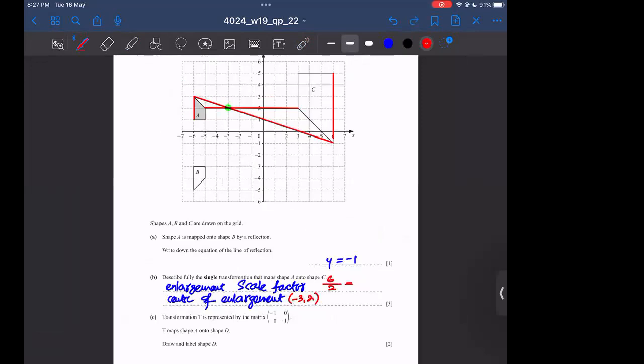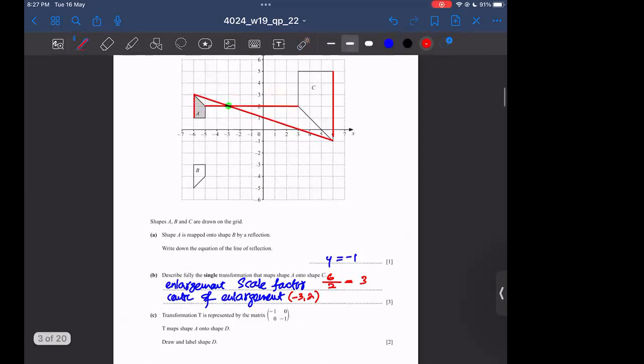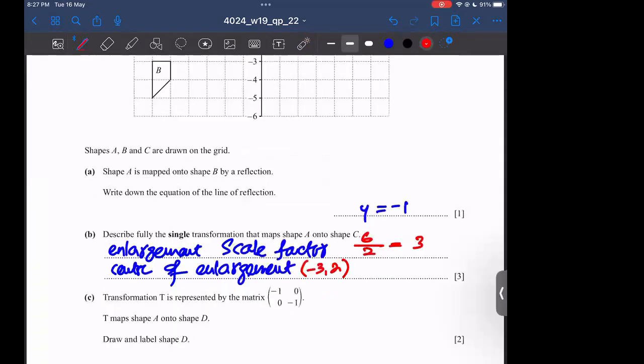But since the image and object are on the opposite side of the center of enlargement. See, this is the center of enlargement. These are on the opposite sides. So what we can say is that the scale factor is going to be negative. So I'm putting the negative sign over here myself, because the image and object are on the opposite side of the center of enlargement.